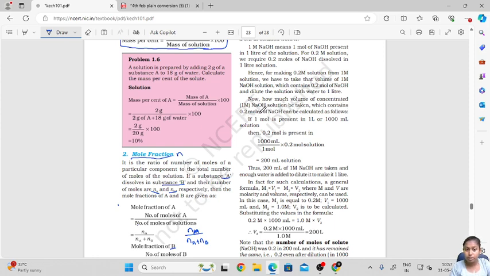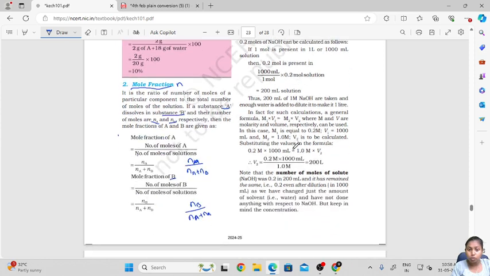So how do we calculate this? If 1 mole is present in 1 liter or 1000 ml of solution, then 0.2 mole is present in 1000 ml divided by 1 mole multiplied by 0.2 mole of solution. So it will be 200 ml. So from this 1 molar solution, we have to take 200 ml, and enough water is added to dilute it to make it 1 liter. So when we take 200 ml from that 1 molar solution and dilute it to 1 liter, it will become a 0.2 molar solution.